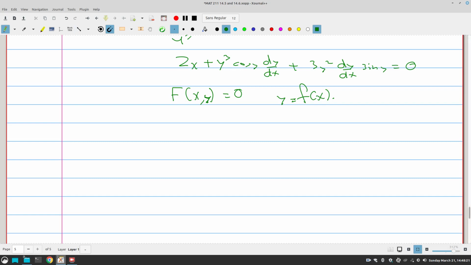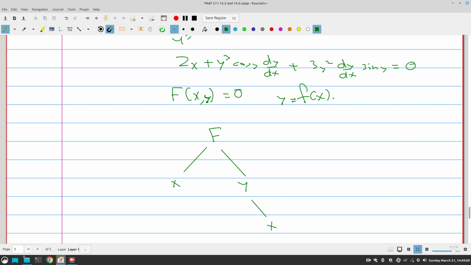You'd start with F, and then F would be a function of x and y, and then y would be a function of x again. Now, in this scenario, x plays the role of both an intermediate variable and an independent variable. So x is the independent variable, y is an intermediate variable.